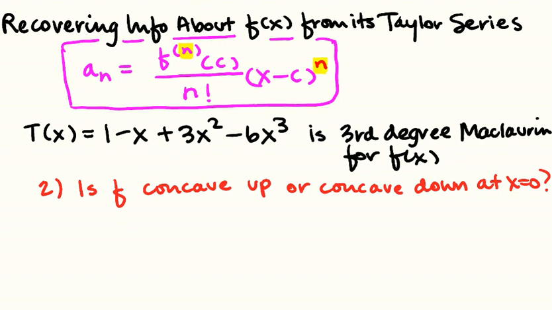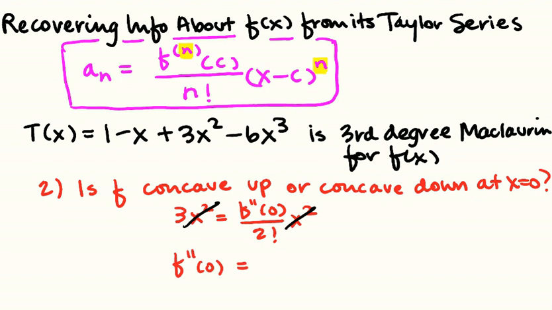All right, well, if I want the second derivative, I need the second power term. So 3x squared equals f double prime of 0 divided by 2 factorial times x squared. Well, these x squareds are not really helping me, so I can just divide both sides by x squared. And I'll say that f double prime of 0 is equal to 3 times 2 factorial.